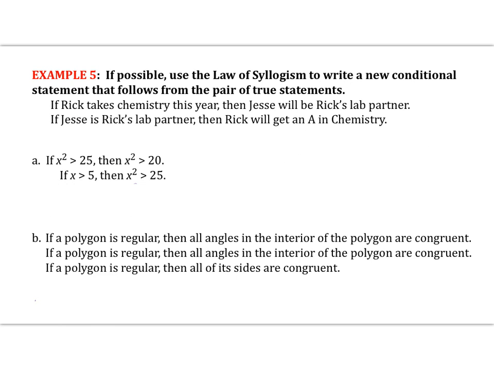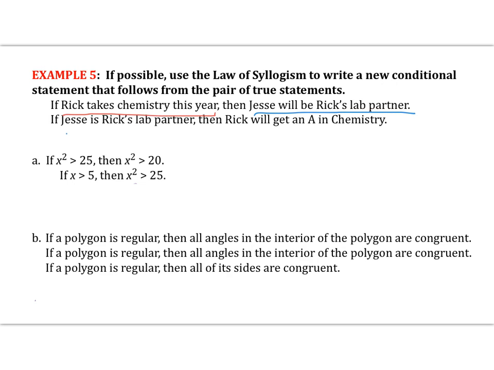All right, let's consider the following examples. If possible, use the law of syllogism to write a new conditional statement that follows from the pair of true statements. So let's say, if Rick takes chemistry this year, that's our hypothesis, then Jessie will be Rick's lab partner. All right, so let's identify our hypothesis and conclusion. So the hypothesis of the first statement: Rick takes chemistry this year. Conclusion: Jessie will be Rick's lab partner.